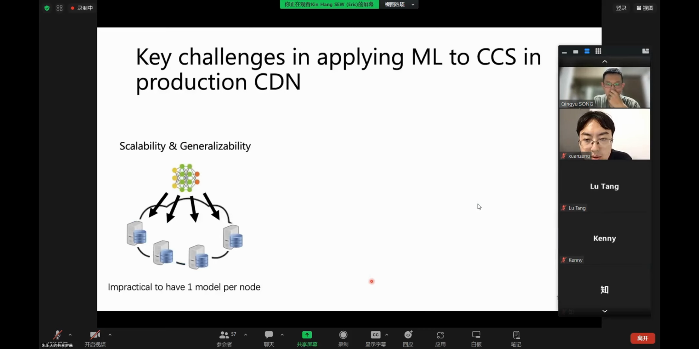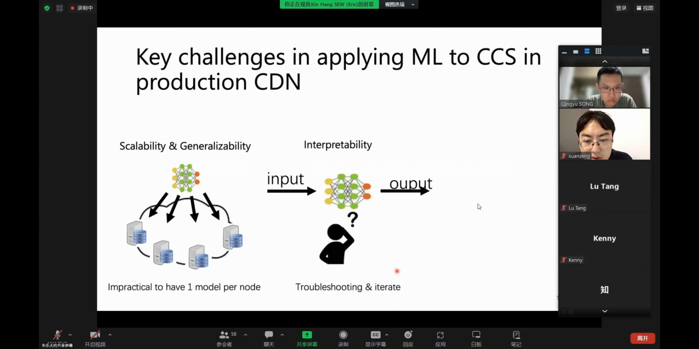To answer this, this work first identified some key challenges in applying machine learning to CCs in production CDN. After that, they have some designs to deal with these challenges. The first challenge is scalability and generalizability. It is impractical to have one model per node due to the scale of CDN networks. The solution is to train a unified model that's deployed across all CDN nodes.